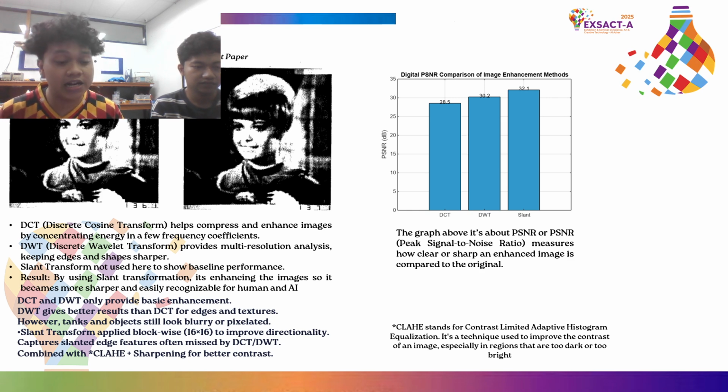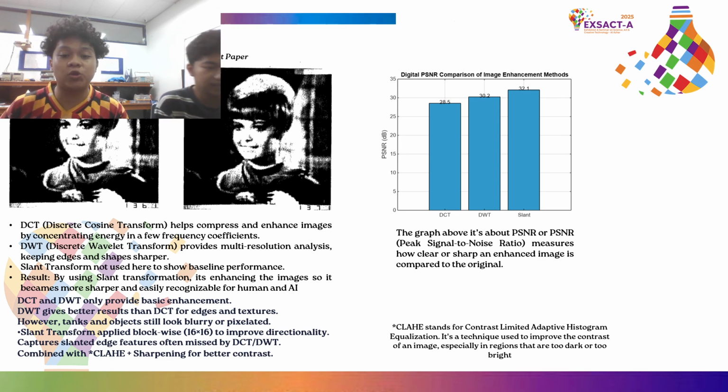Because DCT and DWT only provide basic enhancement. Maybe DWT gives better results than DCT for edges and texture, but as you can see in the slide before, the tanks still look blurry, even pixelated. In our project, our transformation is applied blockwise, 16 times 16, so it improves directionality and also captures edge features often missed by DCT and DWT. And also, if we move to the PSNR, or peak signal to noise ratio, the slant transform is a little bit higher in decibels than DCT and DWT.